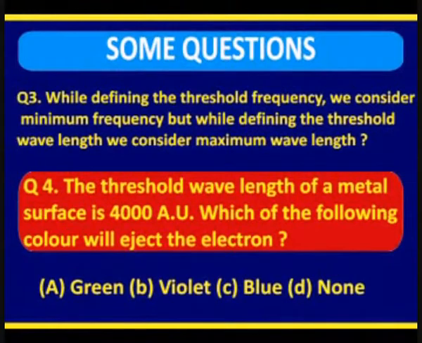Again, we want to say the threshold wavelength of a metal surface is 4000 Å. Which of the following colors will eject the electron from the metal surface? A. Green, B. Violet, C. Blue, D. None.